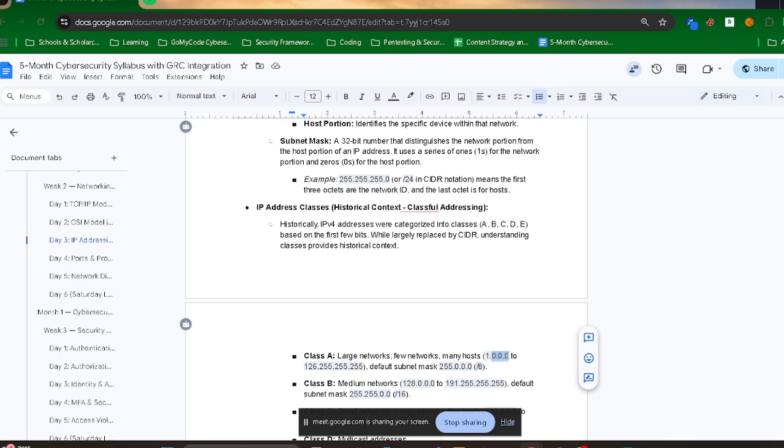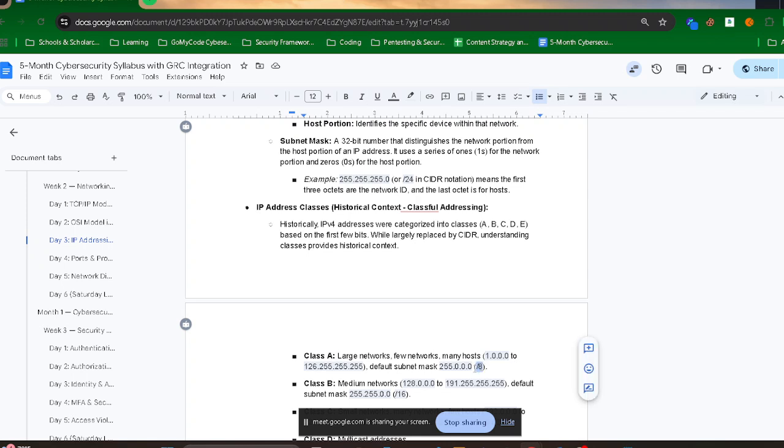This part identifies the host, while this one identifies the network address, right? And the default subnet mask is 255.0.0.0. So if you see /8, what does it mean?